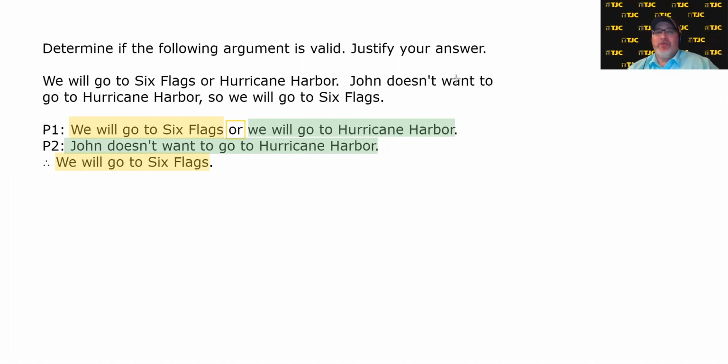So does the second premise convey the same idea as the second half of the or in the first premise? And the answer is almost, because the second statement in the or says we will go to Hurricane Harbor, and the second premise says we don't want to. So this is basically the negation of the second statement. Now, we could word it so that it was exactly the negation: John doesn't want to go to Hurricane Harbor, so we won't go to Hurricane Harbor, and that would be the exact negation of we will go to Hurricane Harbor.